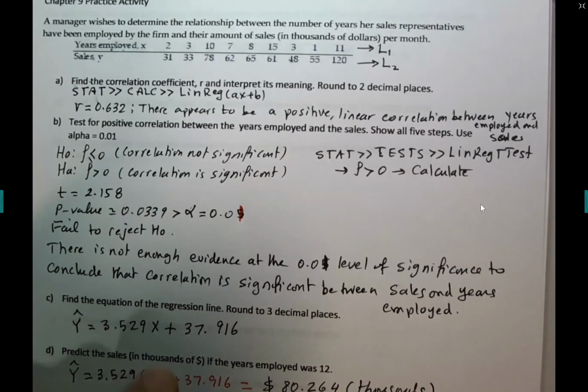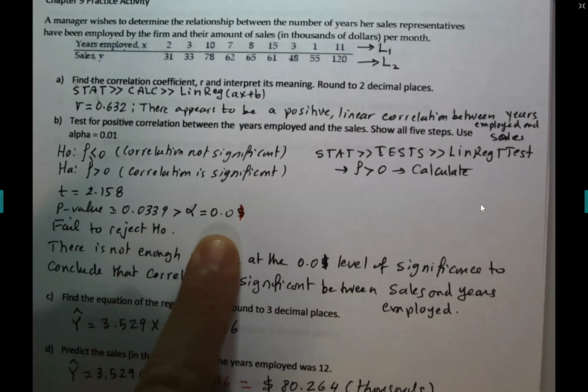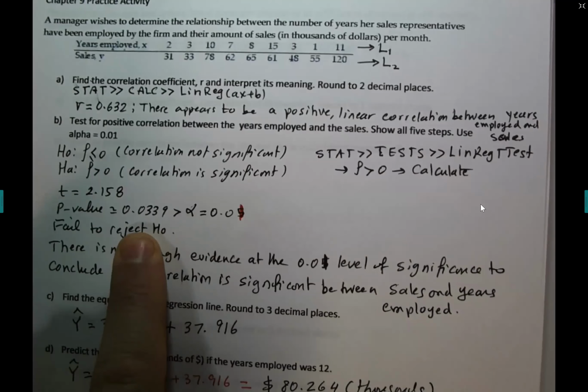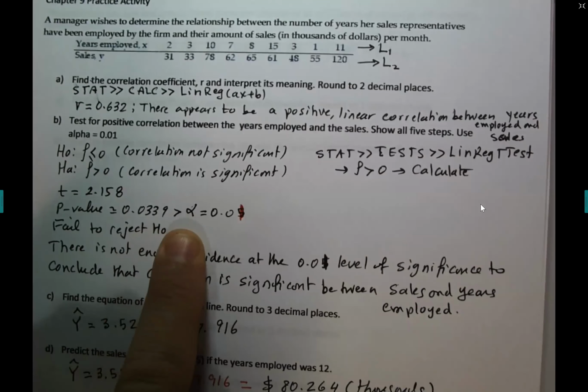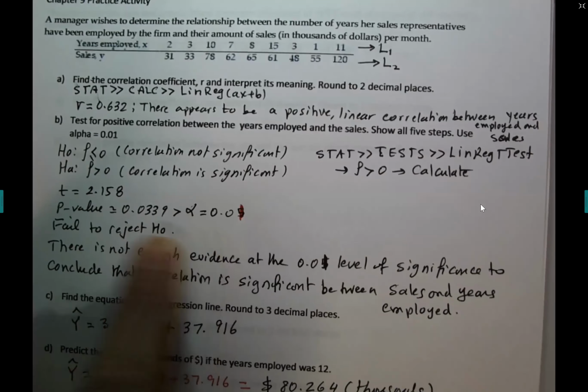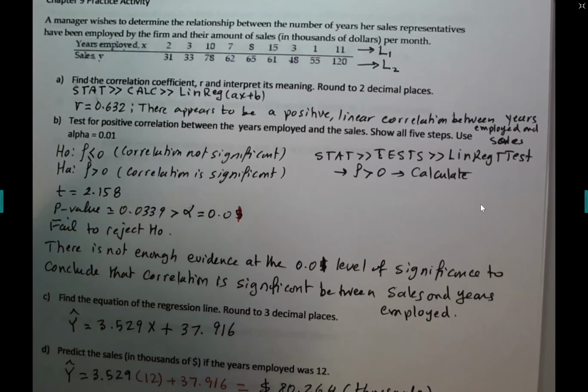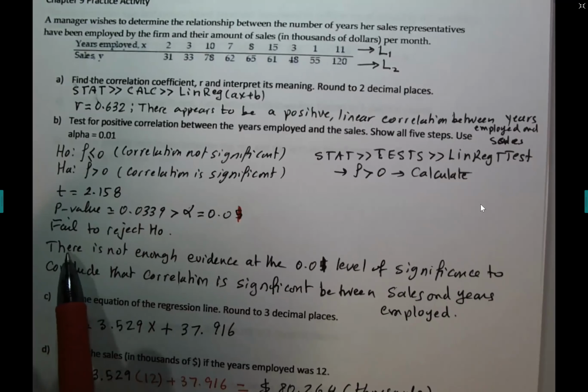So it's still correct. Because if this was 0.05, it would be less than. So 0.0339, guys, is greater than alpha, which is 0.01. Fail to reject the null hypothesis. If you fail to reject the null hypothesis, this is what you say always. This is what you select if you're doing the homework online.